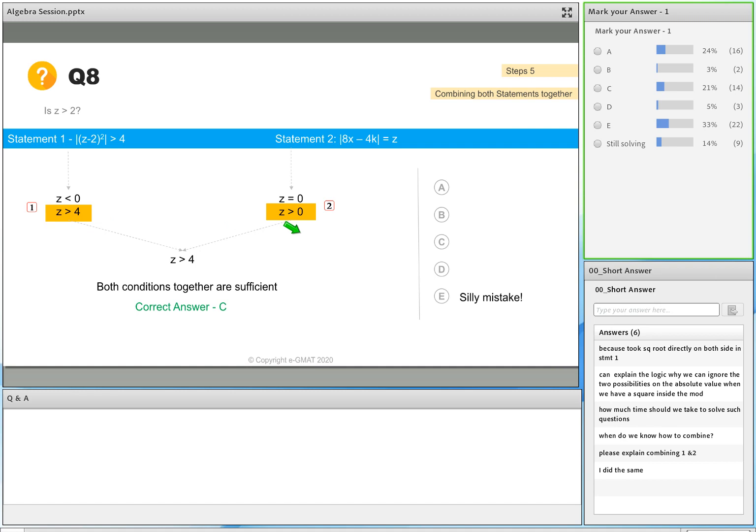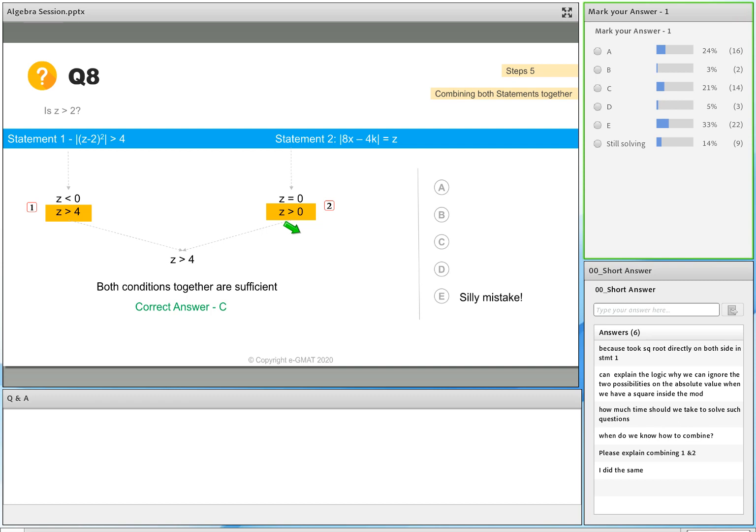How much time should we take to solve such questions? When you're learning the concepts, don't think about time at all. This is where you're learning concepts. It happens when you learn application. This being a hard level question, still do not spend more than 2.5 minutes on this. 3 minutes is like you never give any question that much time.